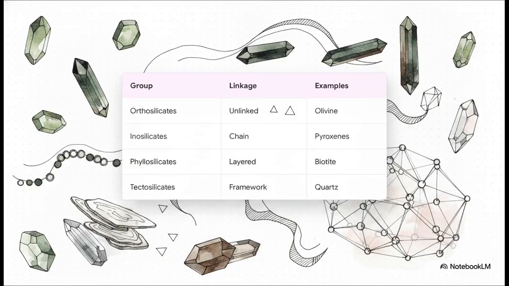Let's dive into how the physical linkage of those tetrahedra we talked about completely dictates the mineral group. Think of it like a mental filing cabinet. If the linkage is an unlinked island, you get orthosilicates, like olivine. If they form a single or double chain, you get inosilicates, like pyroxenes and amphiboles. A layered linkage gives us phyllosilicates, like the micas, biotite, and muscovite. And finally, if they link up into a complete framework, we get tectosilicates, which include quartz and feldspars.